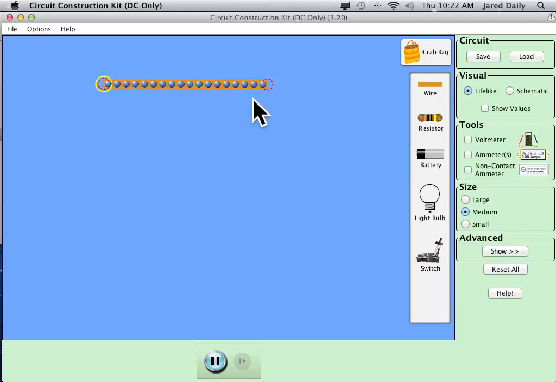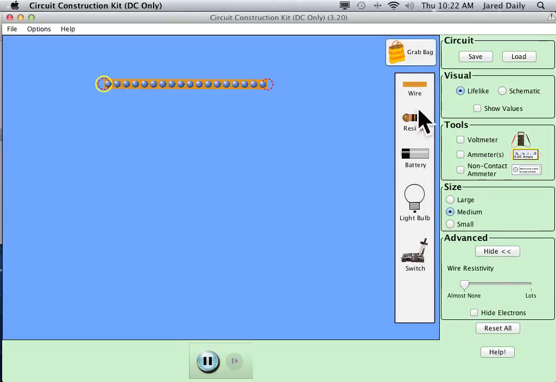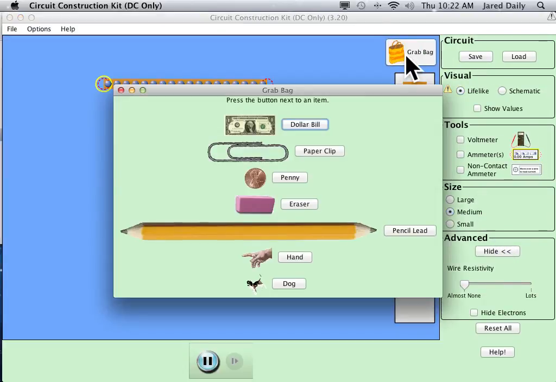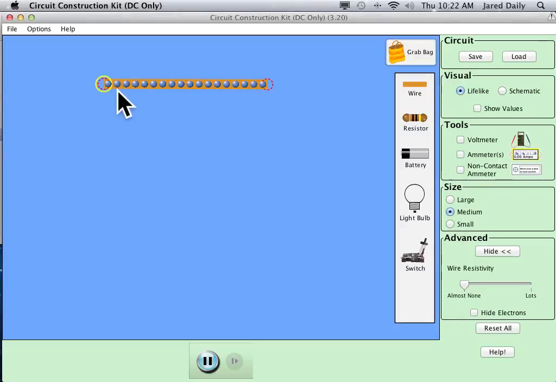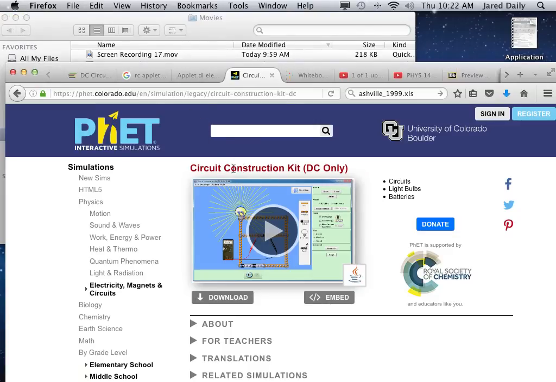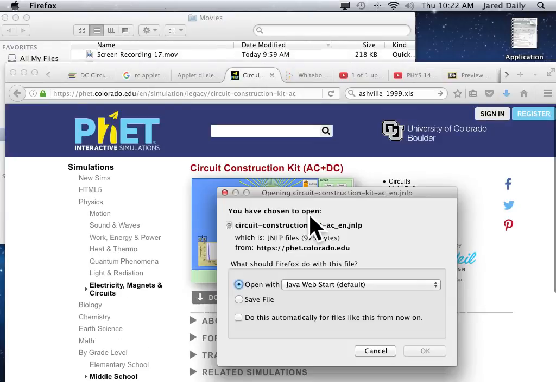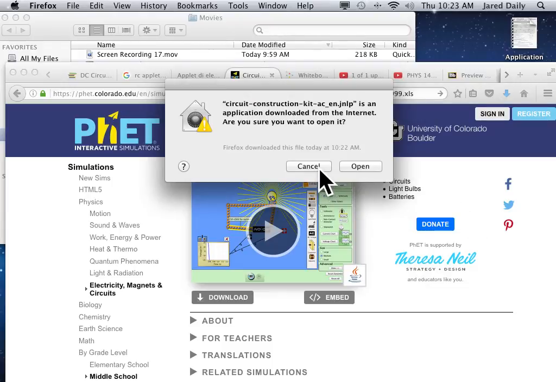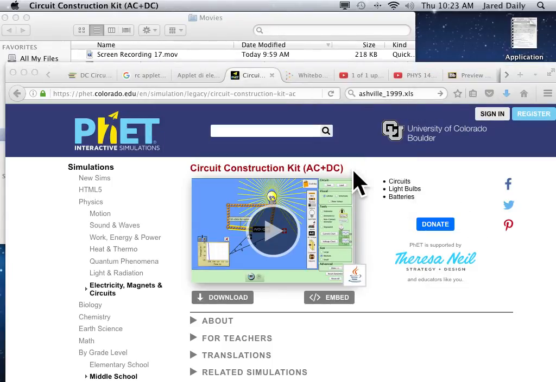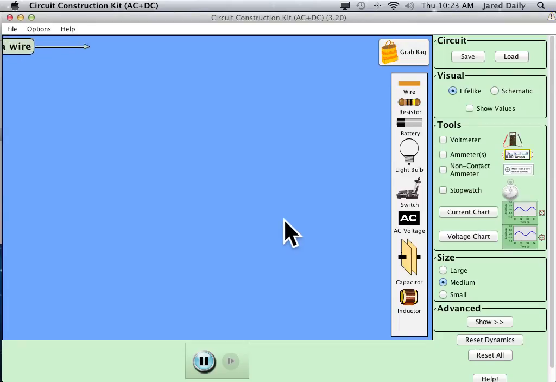We're going to add in some things. Let's see what's in the grab bag. I want a capacitor. Where's my capacitor? Electrons. It doesn't have any capacitors. Dang it. Let's switch to the different one. Maybe the other one has capacitors in it. Yeah, this one has capacitors in it. Let's use this one. Okay, so now we have capacitors.